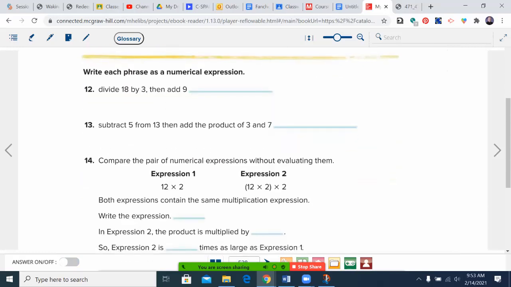Let's go to this section here. I'll do number 12, and I know you could see the answer just slightly a moment ago. Divide 18 by the 3.